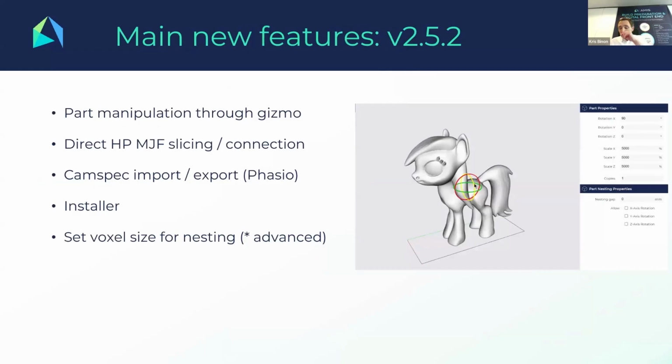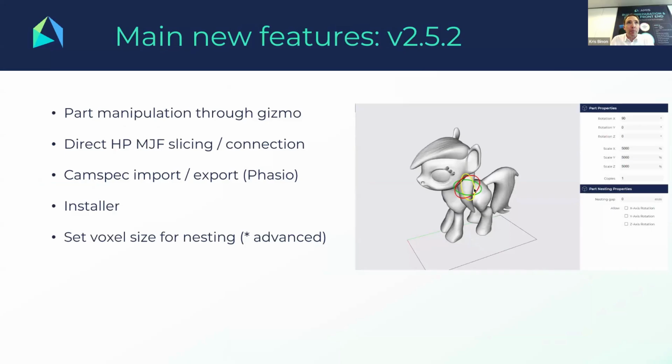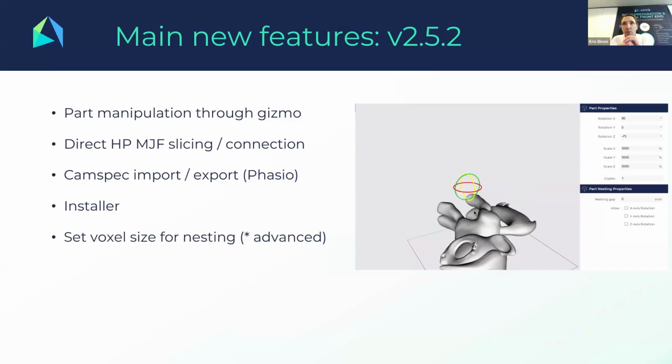And then when it comes to version 252, the one we just released this week, and you can always contact us for a trial license, obviously, there are a couple of things that are new in there as well. First of all, you now have part manipulation through a gizmo, making it not only easier to see how you're rotating the part and what you are actually rotating, but it also allows you to rotate in steps, for example 15-degree steps or 30-degree steps, whichever you choose. You can adjust it as you like.